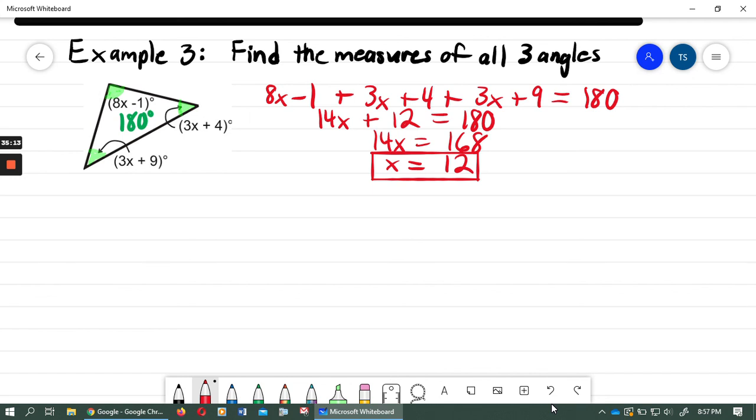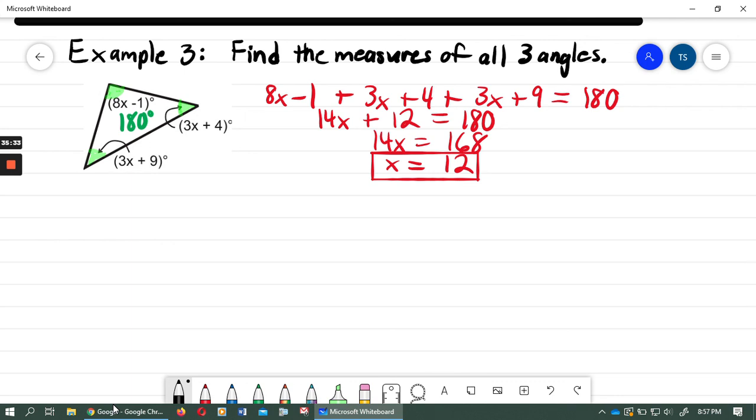Because they didn't ask us to find x. I mean, we had to find x, but they didn't ask us to find x. Again folks, pay attention to what you're asked to do. Here they ask you to find the measures of all 3 angles. So again, folks, we haven't done that yet, so we're not done. We're not finished with this problem.